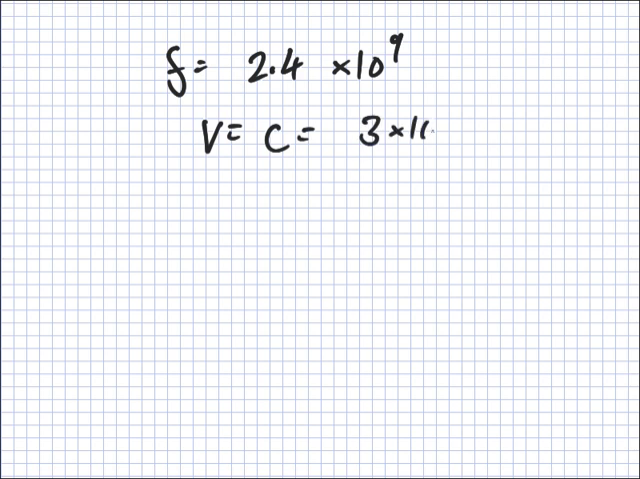Okie dokie. The frequency of Wi-Fi is 2.4 gigahertz. Giga is 10 to the 9. And the speed is the speed of light, which is 3 times 10 to the 8 meters per second. Or it's actually 2.997, if you want to be exact.